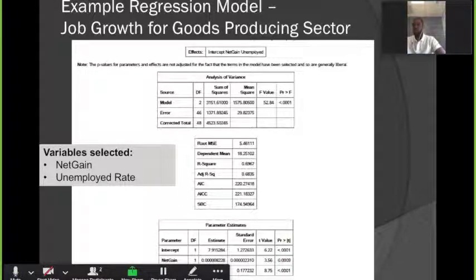And if we look at the bottom, both of the variables, the net gain and the unemployed, their p-values are both lower than 0.05. So we would not reject them.